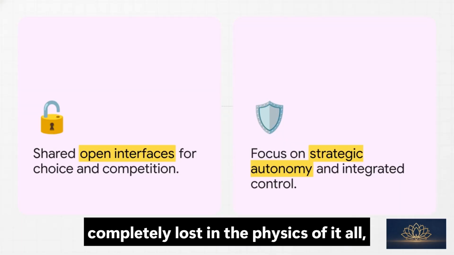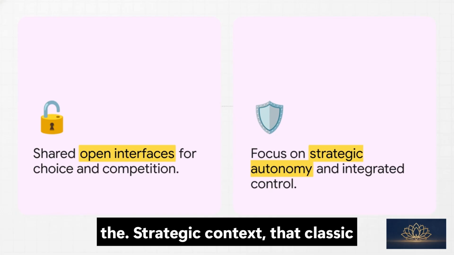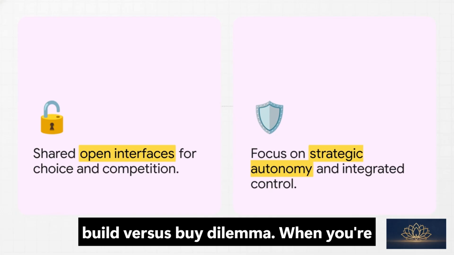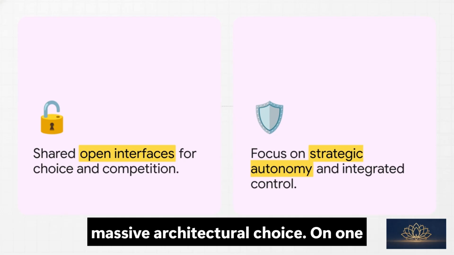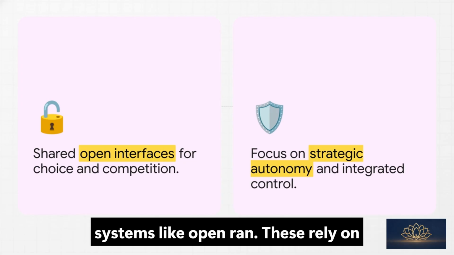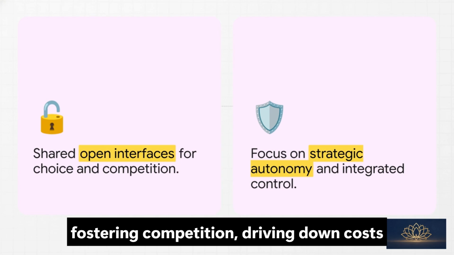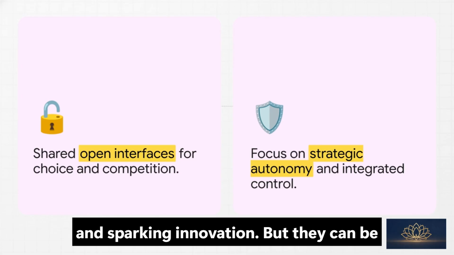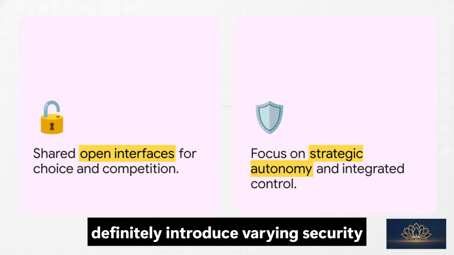But before we get completely lost in the physics of it all, we really need to ground ourselves in the strategic context, that classic build versus buy dilemma. When you're designing these networks, you're facing a massive architectural choice. On one hand, you've got open and interoperable systems, like Open RAN. These rely on shared standards, which is great for fostering competition, driving down costs, and sparking innovation. But they can be pretty complex to manage, and they definitely introduce varying security surfaces.